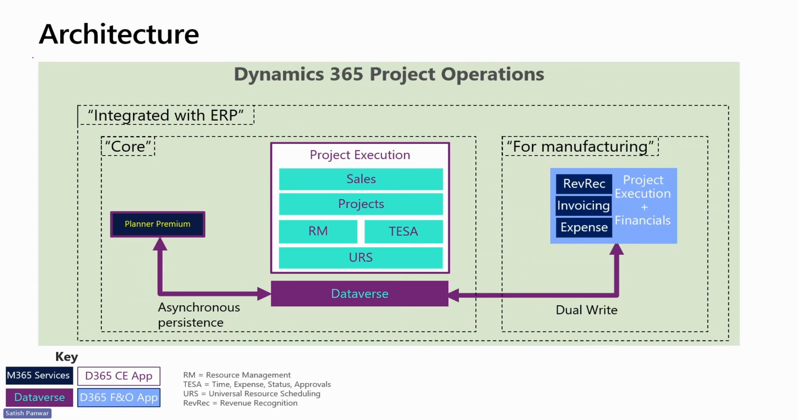Let's talk about high-level architecture. Components making a project operations solution will depend upon the deployment type you select. For integrated with ERP deployment type, there are 3 components: Planner Premium on the left, Dataverse and its application in the middle, and PMA module in Finance and Operations app on the right.